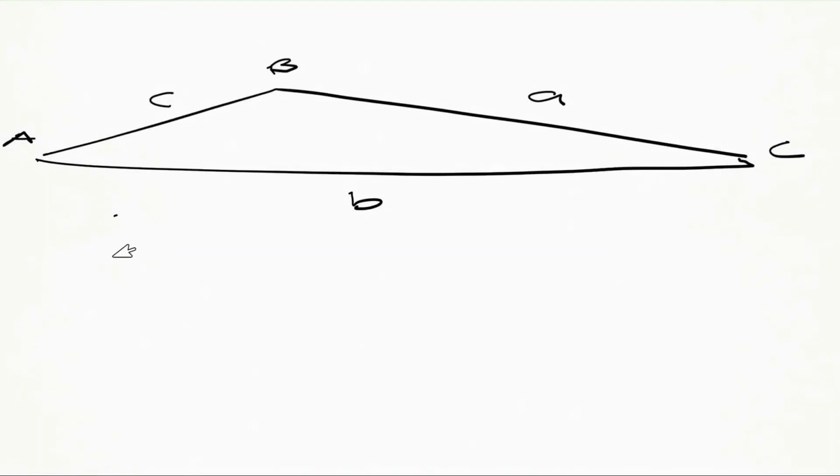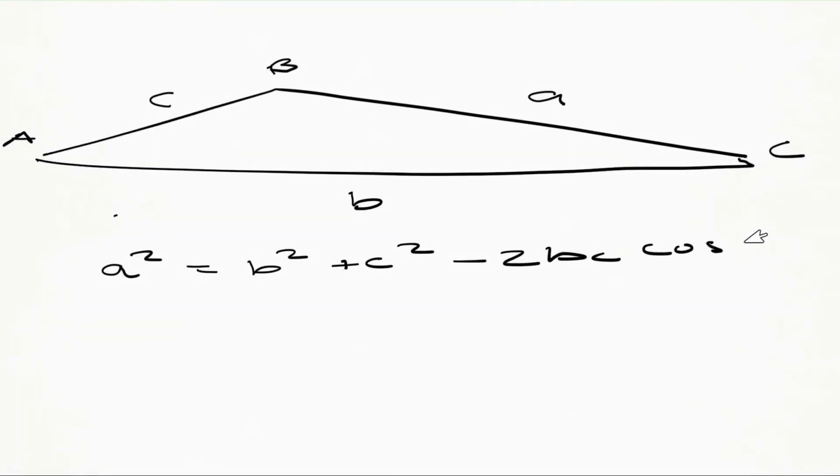So basically, the cosine rule says that if you've got a squared, well, that's equal to b squared plus c squared minus 2bc times the cosine of A. Okay, so basically, for this to work, a has to be opposite to big A. And it has to correspond. If it doesn't, well, then it's going to screw up the whole problem.